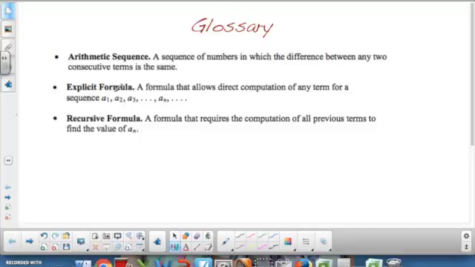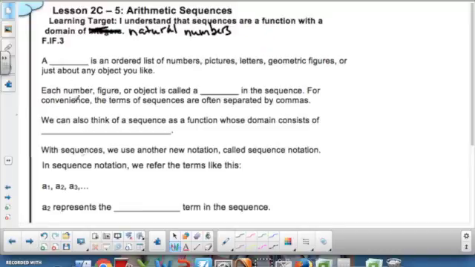We talk about sequences from two different perspectives. One is the explicit formula and the other is recursive. The explicit formula allows you to directly compute any term. So if I want the 15th number in a sequence, then I can figure that out with the explicit formula. The recursive formula, however, requires the computation of all previous terms to find the value of a sub n. So what that is trying to say is if I want the 15th term there, then I have to know the first term, the second term, the third term, all the way up through the 14th term in order to get that 15th term. So let's go ahead and jump to our notes then.